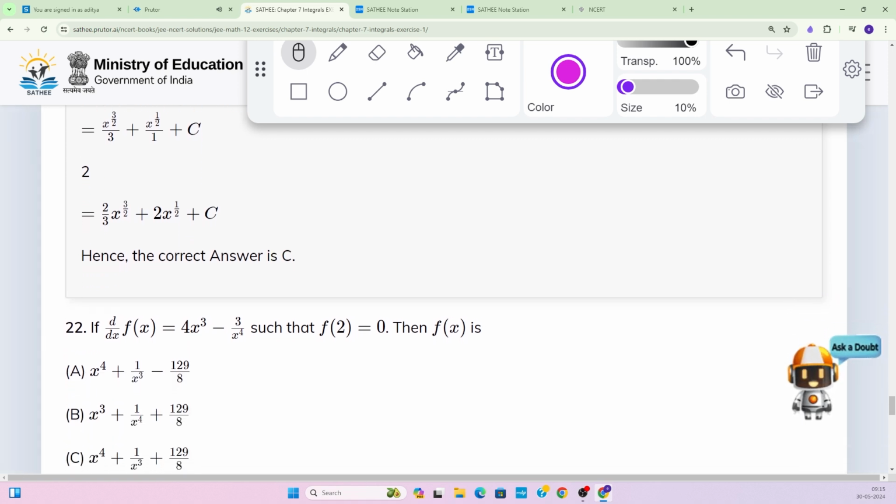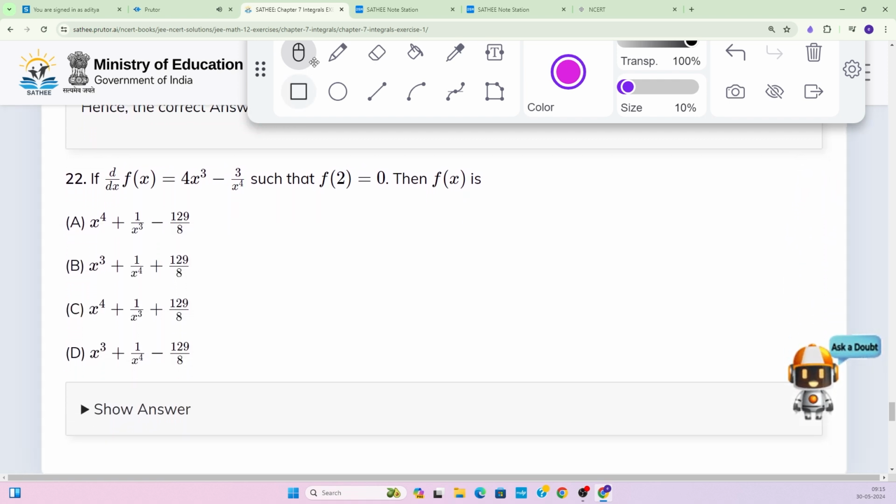Let us move to the next problem, problem number 22. So problem 22 says that the derivative of this function is this thing, okay, such that f of 2 is equal to 0, then find fx. So you have to find fx. So you know the fx derivative is this. This means you have to find out the antiderivative for this function. Okay, so applying the antiderivative means integration. You have to find the integration.